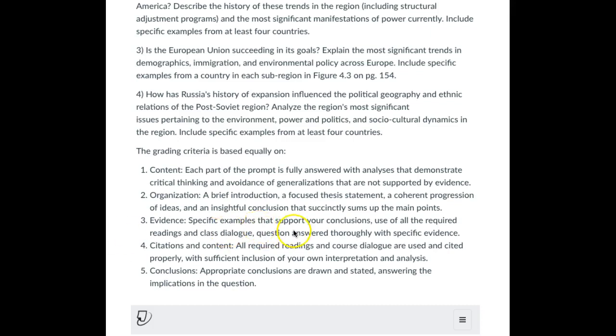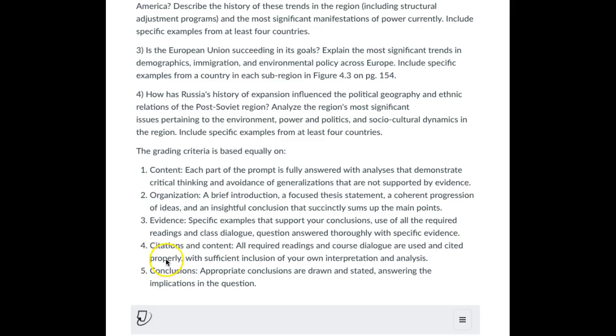So the specific examples that support your conclusions within evidence, make sure to use all of the required readings and class dialogue. So going back through the class dialogues that we've had to refresh yourself on some of the points that have been made by myself and other students, including your own self. And citations and content. So all required readings and course dialogue are used and cited properly, that is, as well. So you'll see the other link above has APA citation guidelines. If you want to stick with the Chicago manual style, that's fine as well.